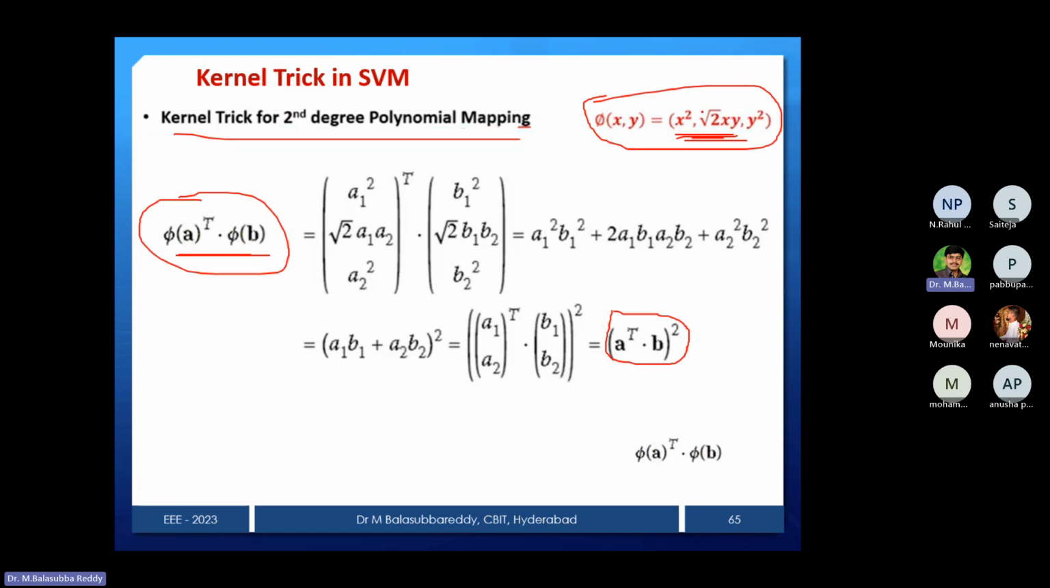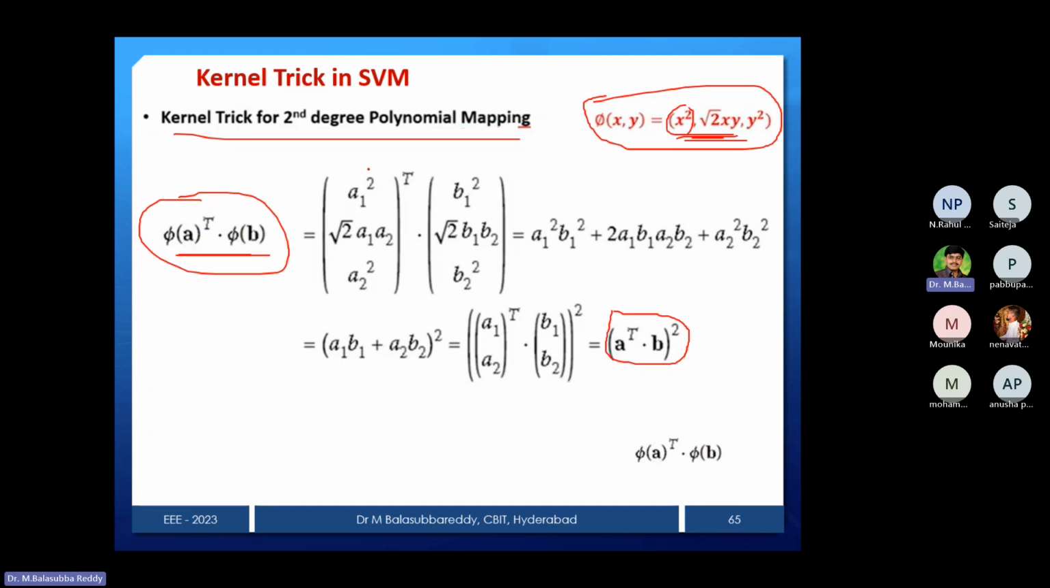If we do this for each individual point, it will take a lot of time. Each point you have to convert into this fashion, two-dimensional to three-dimensional, and that three-dimensional you have to represent in the plane. But now what will happen?